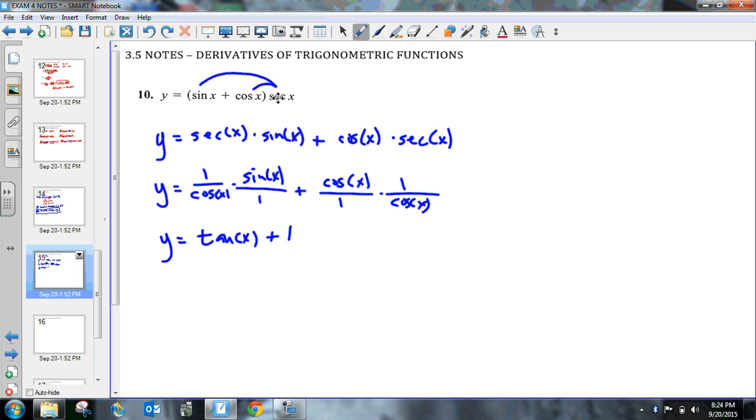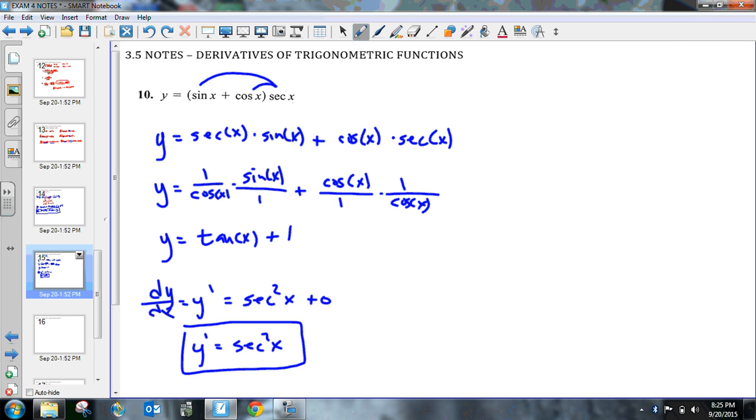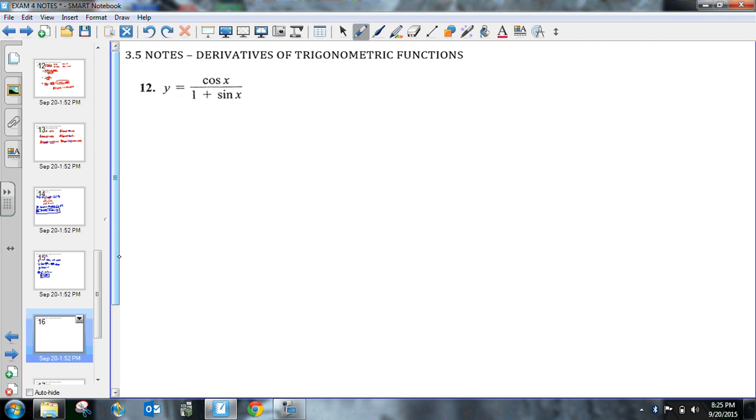So what I've done is I've taken this expression. We could have done the product rule, but I went ahead and tried to simplify it first, and I ended up getting this function that's much easier. So now if I wanted to find dy dx, which is the same thing as y prime, then I'm going to end up getting secant squared of x plus 0. So y prime, I just get secant squared x. Okay? We would have gotten that same answer by doing the product rule, but that probably would have required quite a bit more work and a lot more simplification on the end. So let's go ahead and take a look at the next one.